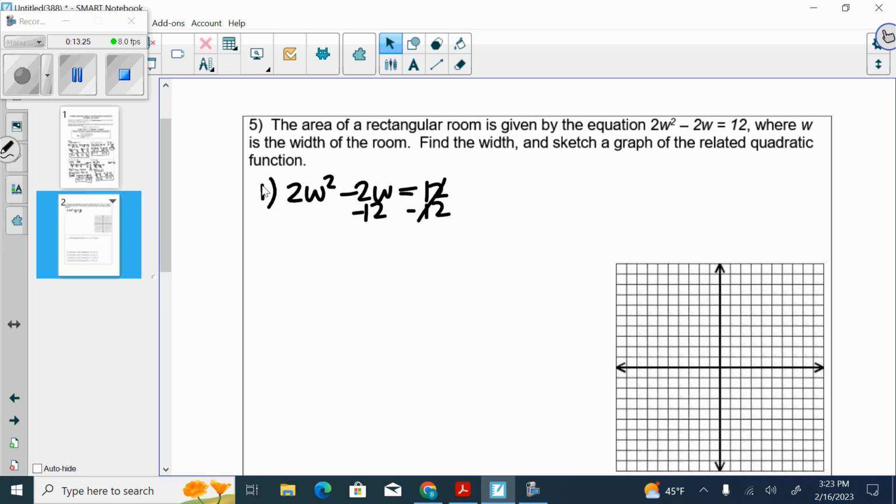And that's not like anything on the other side, right? So I've got 2w squared minus 2w minus 12 equals 0. All right, so step 1 done. We got it equal to 0. What's step number 2?